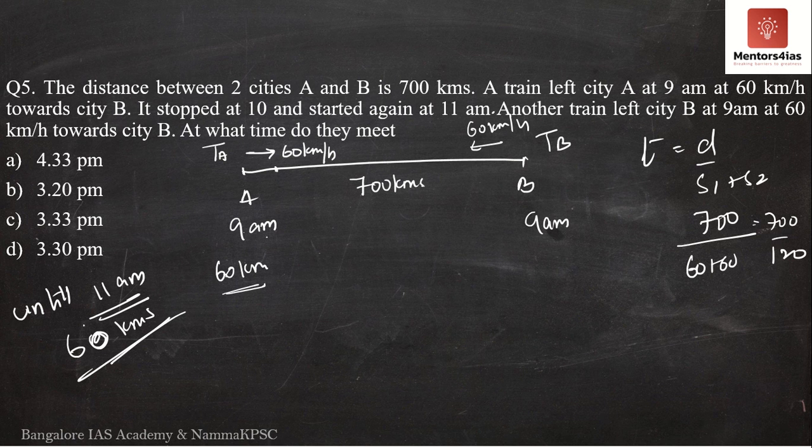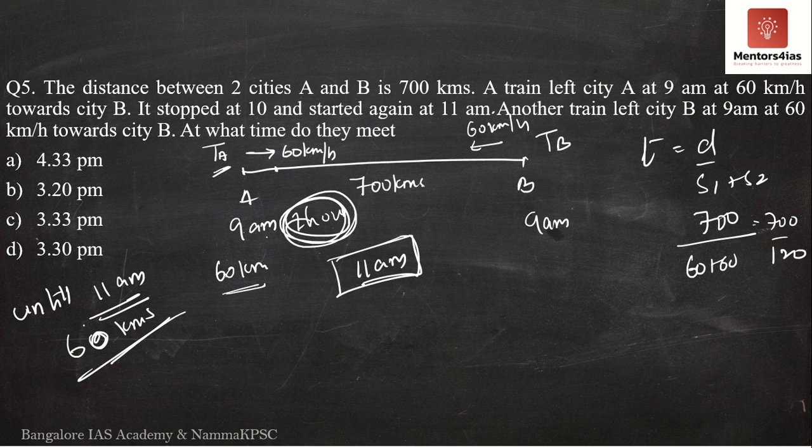No, it is wrong. Why? Because train A takes a break of 1 hour. We have to take this into account. So we have to assume that both the trains are now moving towards each other at 11 a.m., because after 11 a.m. they do not have any interruptions. So we are saying after 11 a.m.